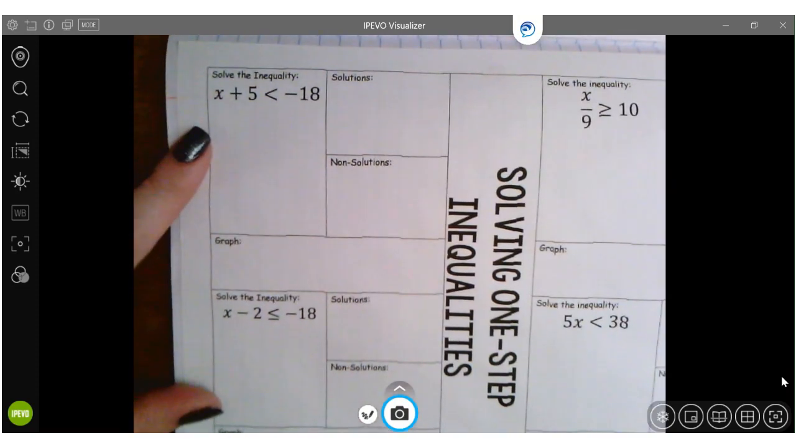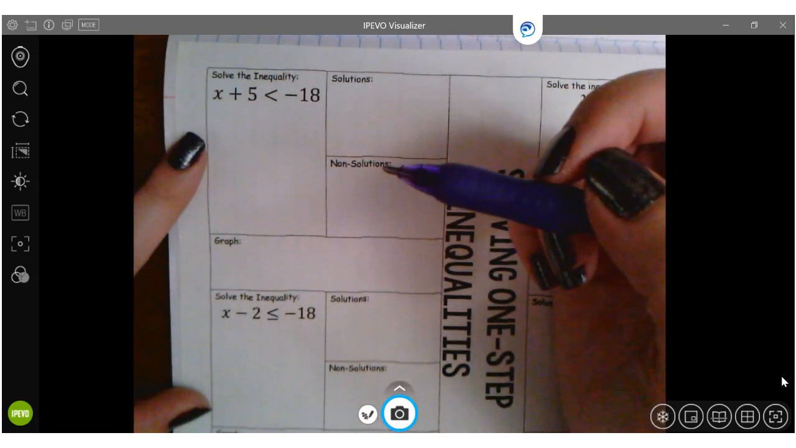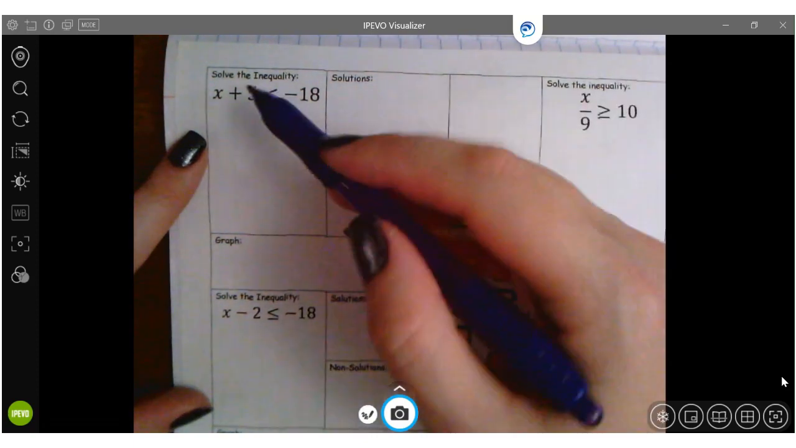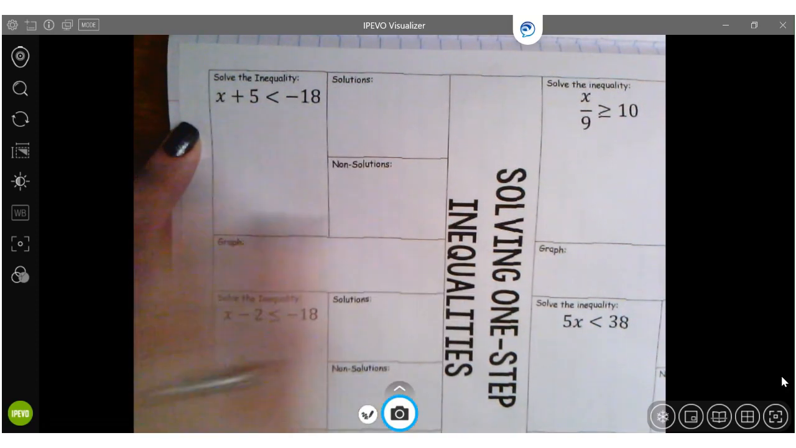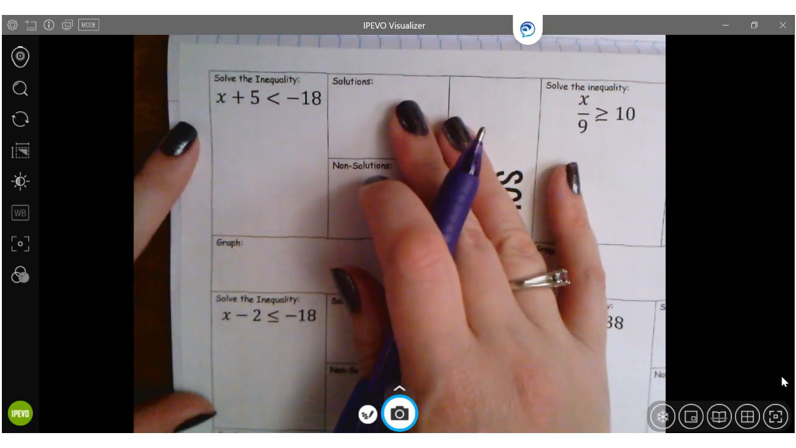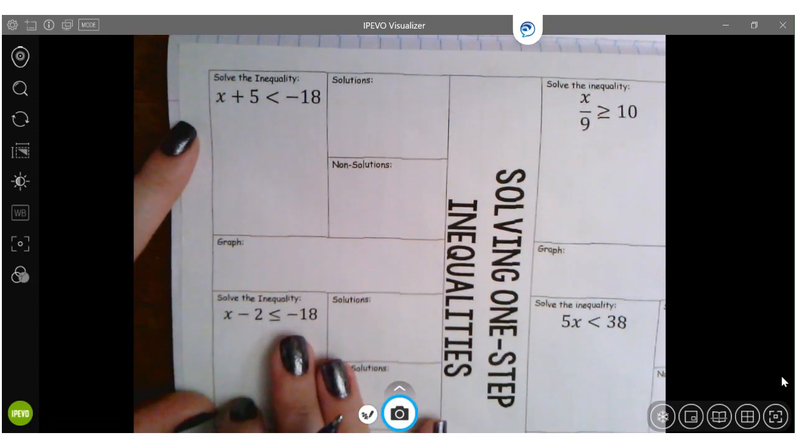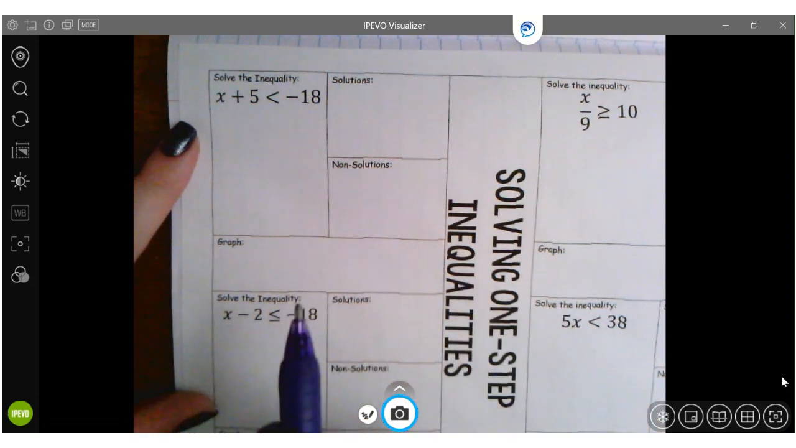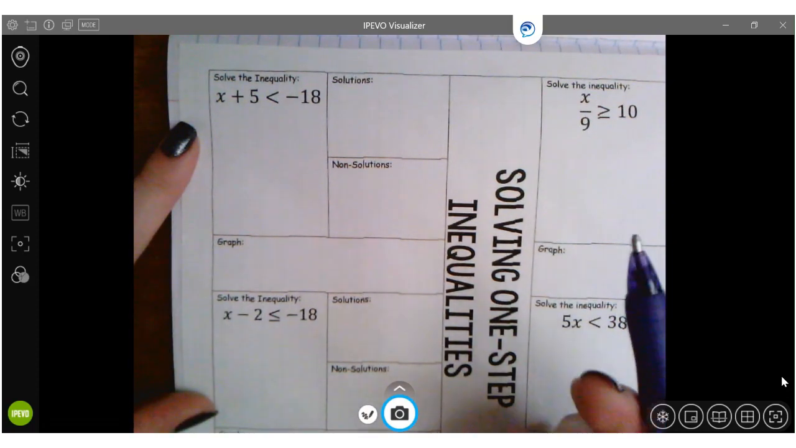So I'm going to start up the top left with addition. These are just one step, so we're really just going to use the BOO method, because the do and undo really works better if you're trying to keep track of multiple operations that you need to do. We're going to box in our variable to solve this. We're going to write some solutions, some non-solutions, and then using those, we can graph it. We also can use our little trick with the inequality symbol to help us graph it as long as the variable's on the left.